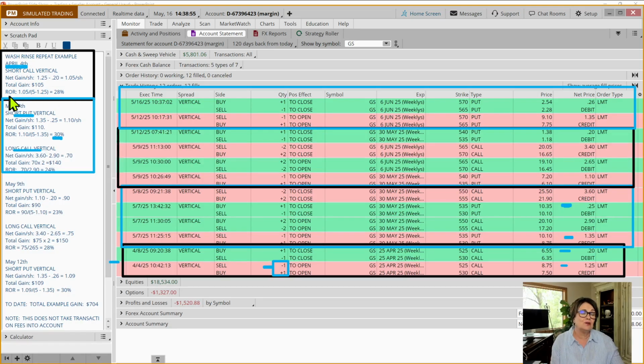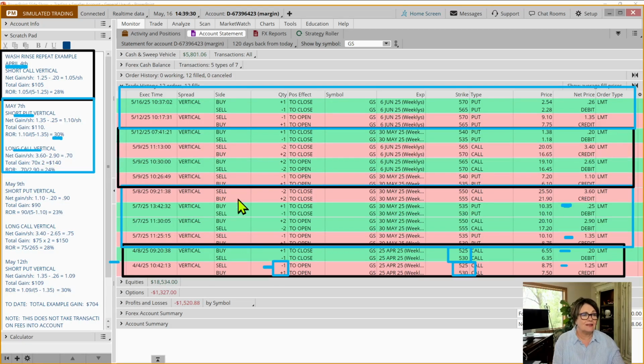The way we would calculate our return on risk is to take that net gain of $1.05 a share and divide it by our risk. And what were we risking? Well, the difference between the strikes, $5, minus what we were paid to get into the trade. So that came out to $5 minus $1.25 on this first example. That came out to 28%.